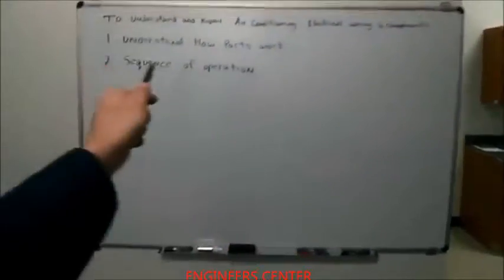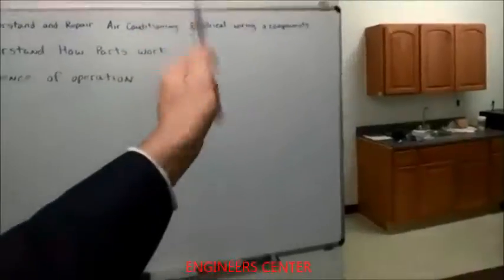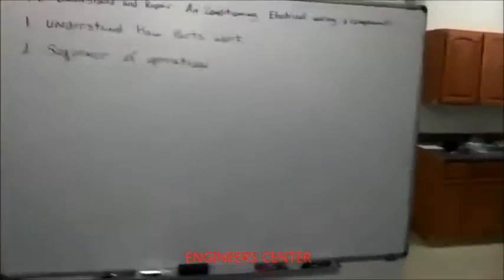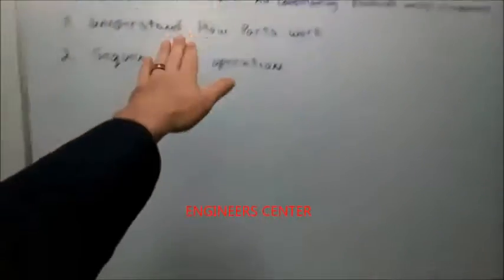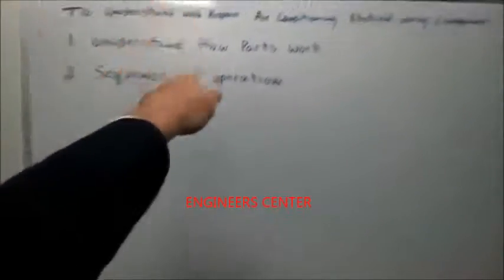And to understand and repair air conditioning electrical wiring and components, in reality, it's very easy. You'll find it's super simple. It's all really the same. If you know how to use a meter and trace out wiring, it'll be pretty simple. But all you need is an understanding of how parts work.